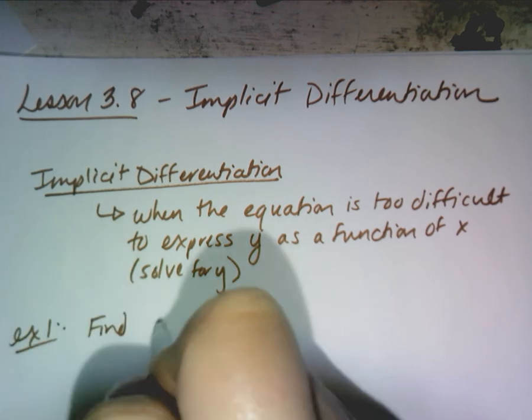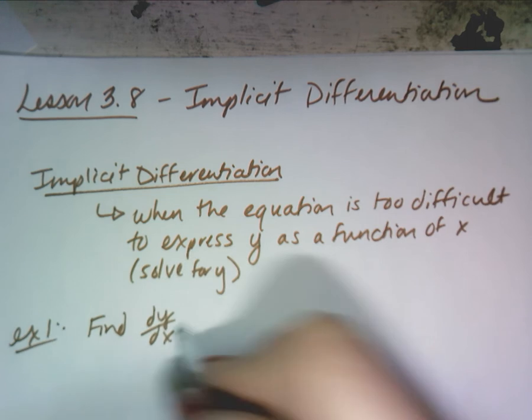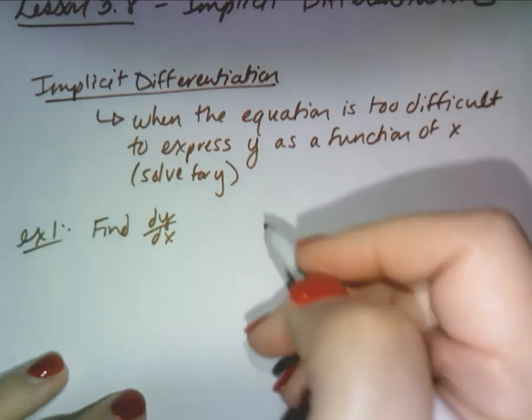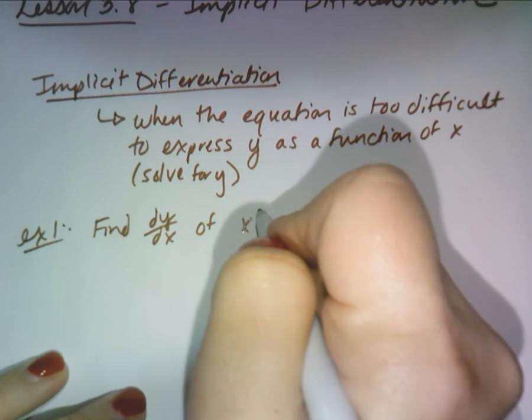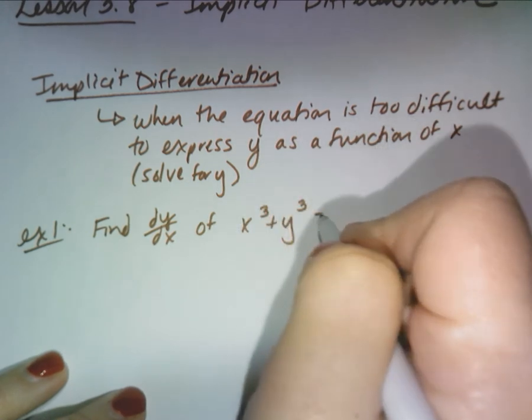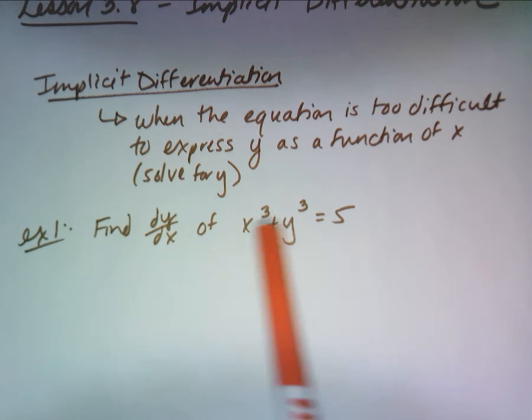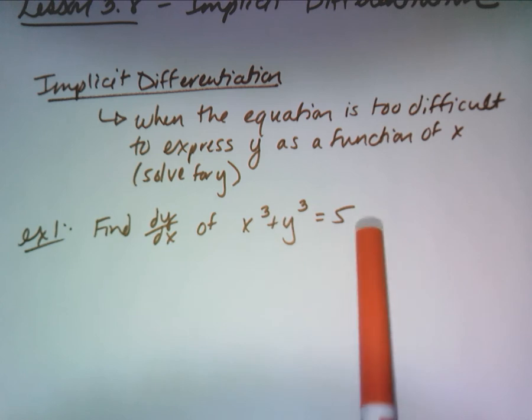So find dy dx, which means find the derivative. That's just, again, all about notation, understanding what this notation is, of x cubed plus y cubed equal to 5. Now, again, couldn't we solve this for y? Yeah, we could. We could subtract the x cubed over, take a cube root, and then do the derivative like we've been doing, right? Everything we've been doing has already had a y. Even though it doesn't say y equals in front of it, it's already solved for y. But this one is a little bit more complicated.